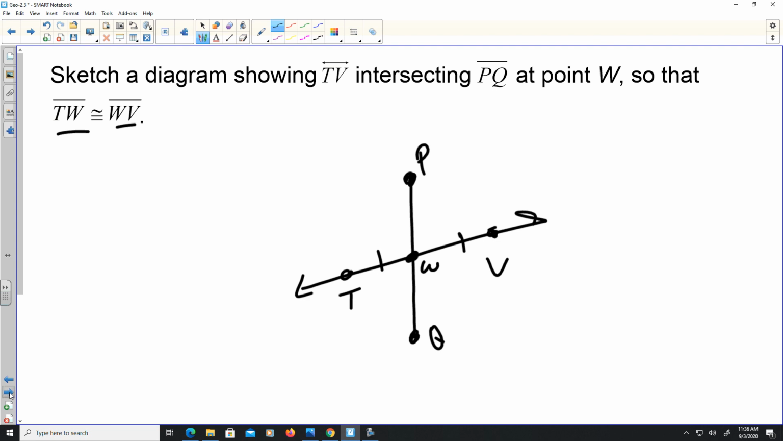To illustrate that they are congruent, remember I use these hash marks, and we talked about that in the first chapter. That's how you can denote that line segments are congruent. So you've got to make sure you have those hash marks there.